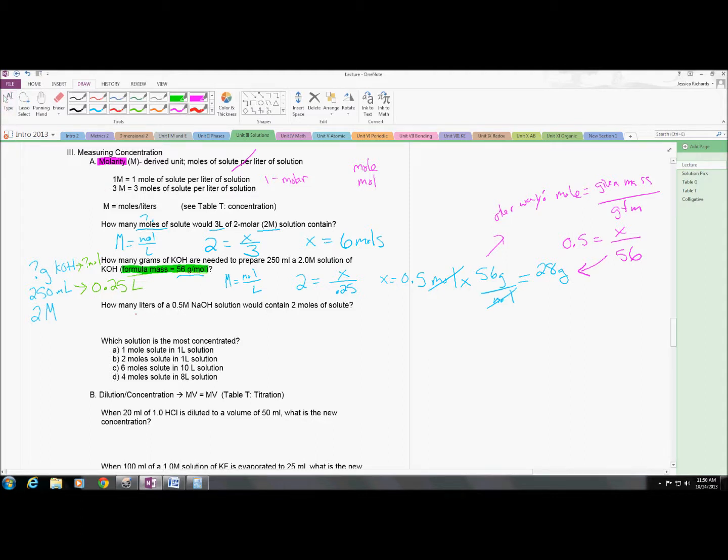How many liters, they want to know liters, of a 0.5 molar NaOH solution, so capital M, would contain 2 moles of solute.